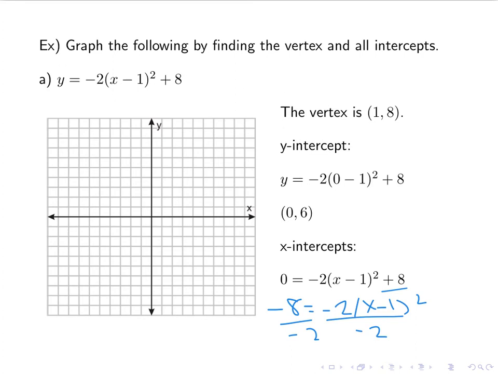I'm kind of running out of room here, so I'm going to just draw on the graph side for now. Negative 8 divided by negative 2 is positive 4. And I'm left with (x minus 1) squared. Now, if 4 equals something squared, I want to square root, but I also need to remember that negative numbers exist. This is one of the biggest things that I see people do, is they'll square root both sides, and they'll get x minus 1 on one side, and they'll get 2 on the other.